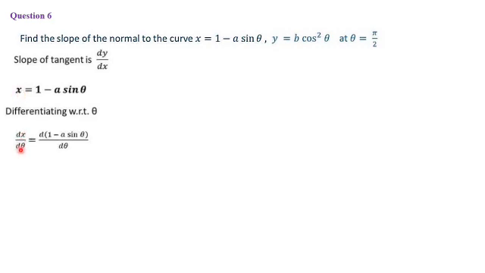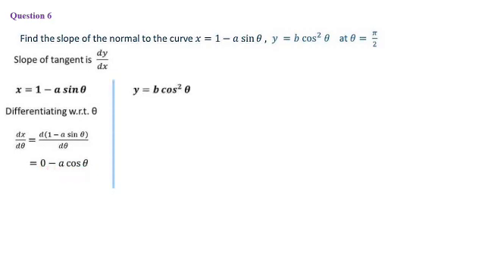dx by d theta is d by d theta of 1 minus a sin theta. Here the derivative of 1 is 0. Then minus a is a constant, keep it outside. The derivative of sin theta is cos theta. So we will get minus a cos theta.